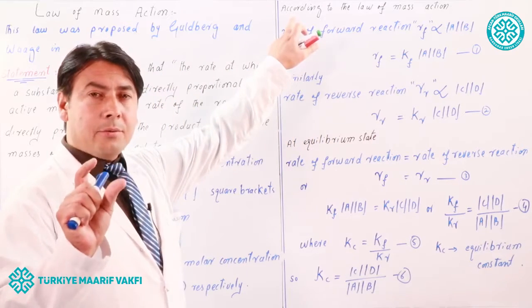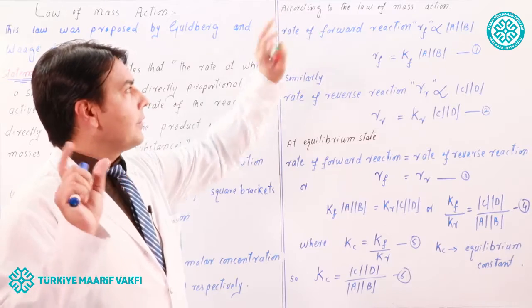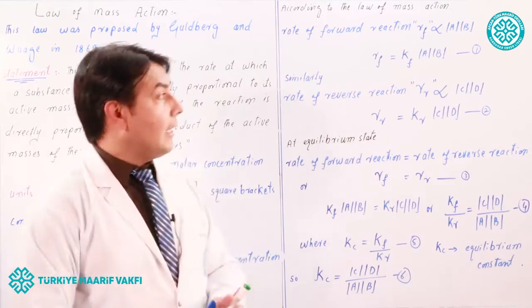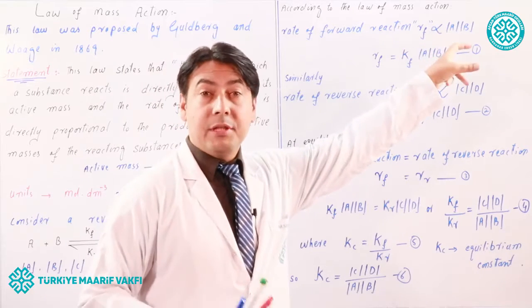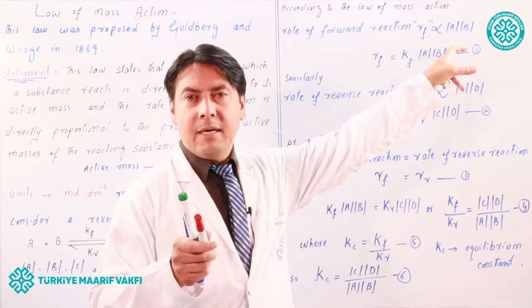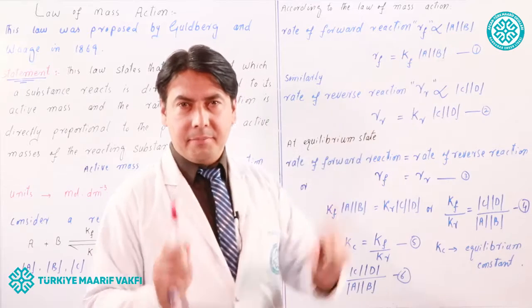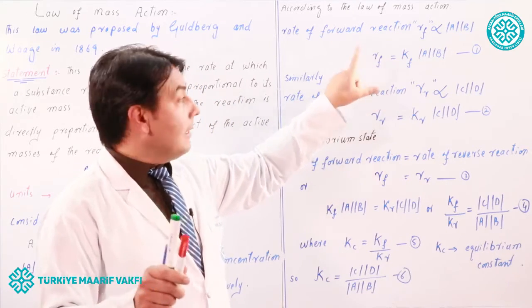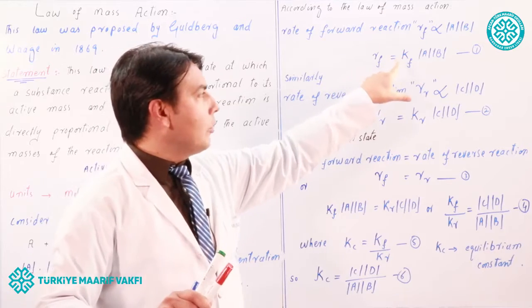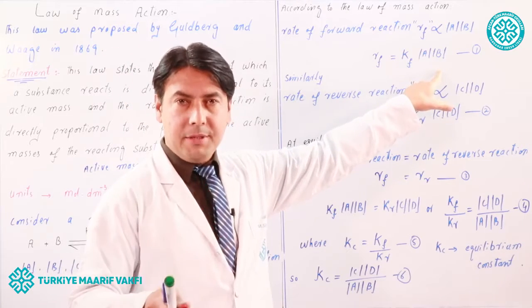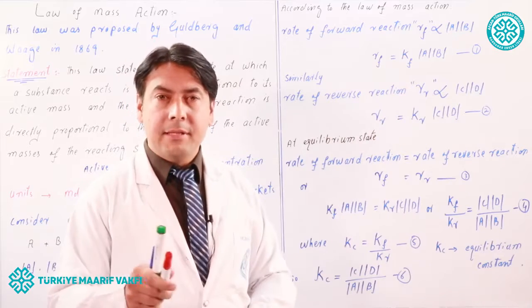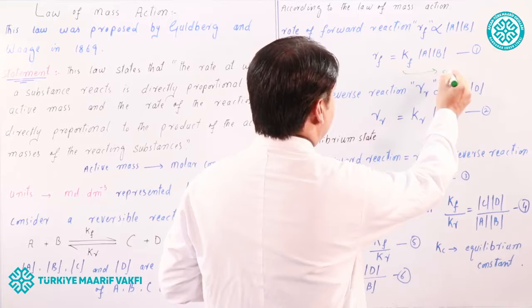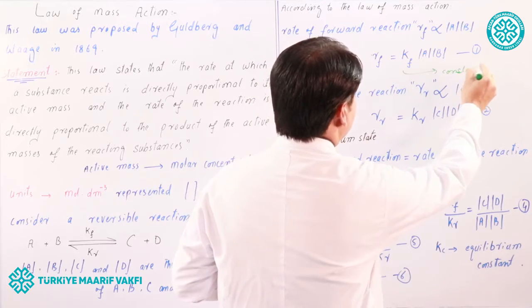So, according to the law of mass action, the rate of forward reaction is directly proportional to the product of the active masses of A and B. So Rf, the rate of forward reaction, is equal to Kf into [A] into [B]. What is Kf? The proportionality constant for the forward reaction.